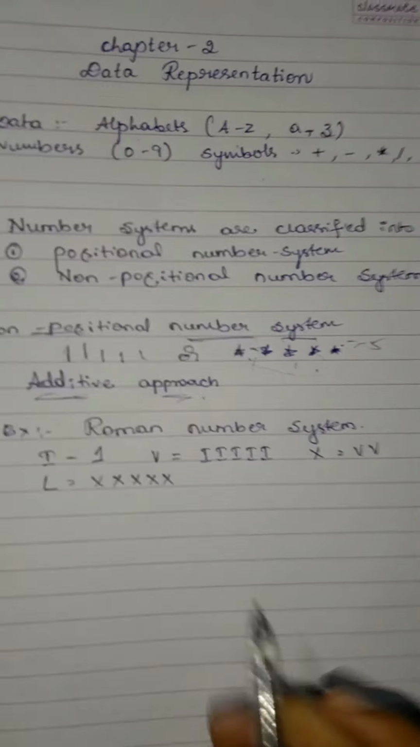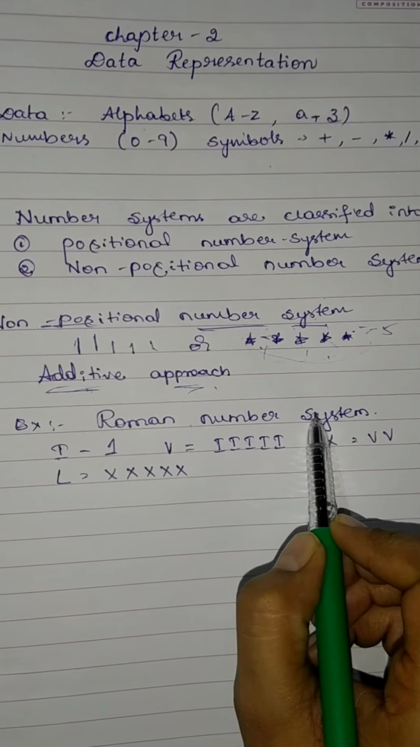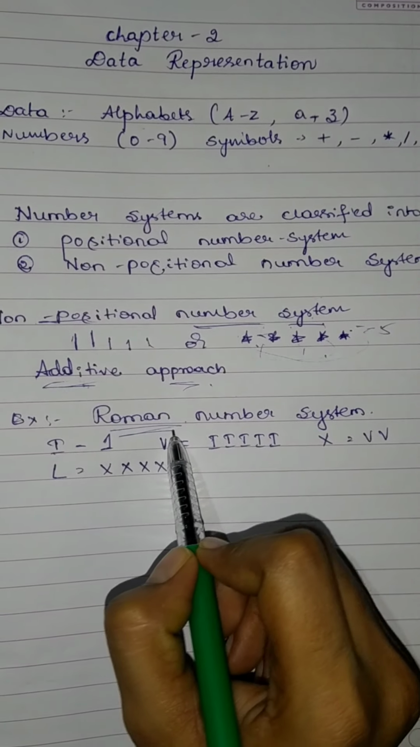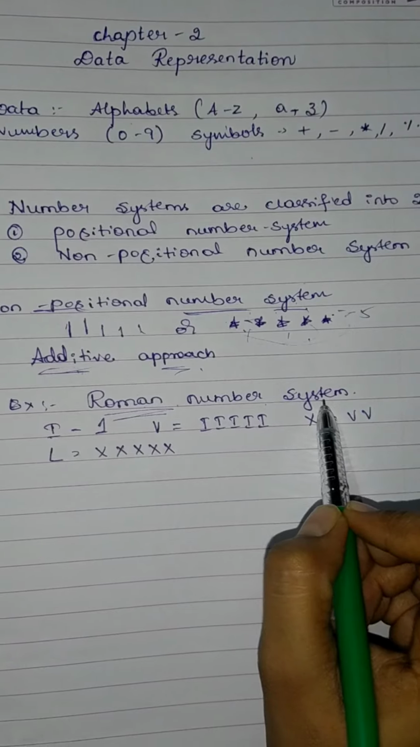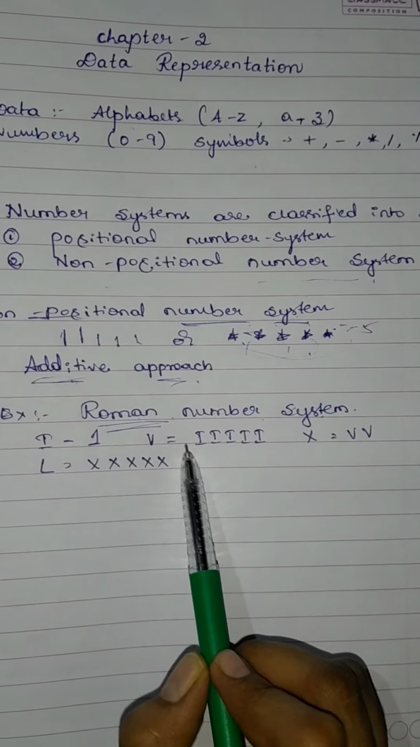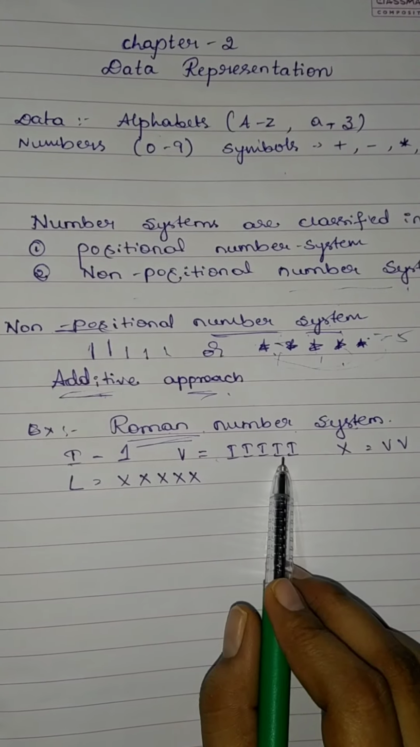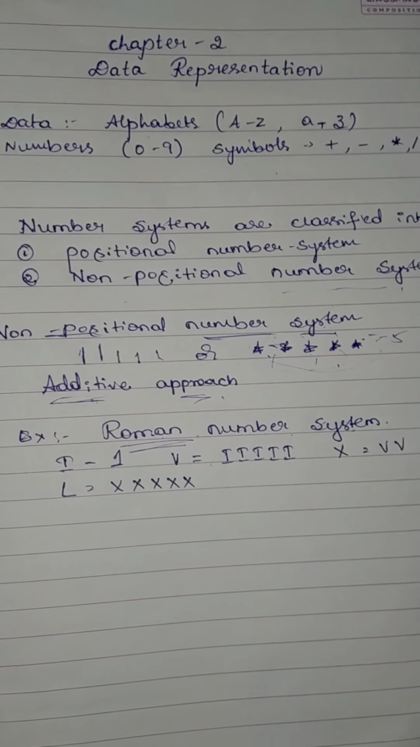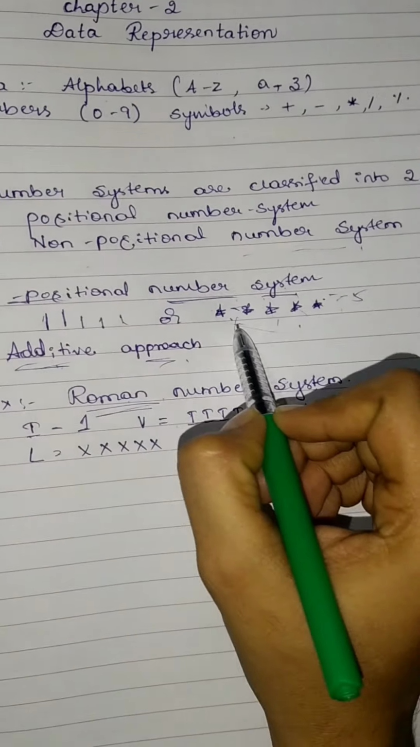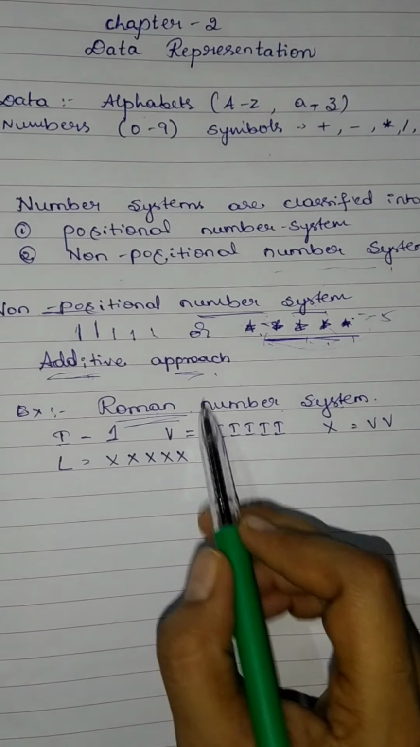What is the example for the non-positional number system? The Roman number system is the example for the non-positional number system. You can expect this question for 1 mark. In this number system, there is no positional value for each symbol. It provides a partial solution to the problem of representing large numbers. Instead of using these type of symbols, we can represent large numbers with some partial values.